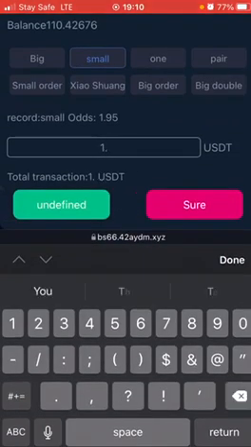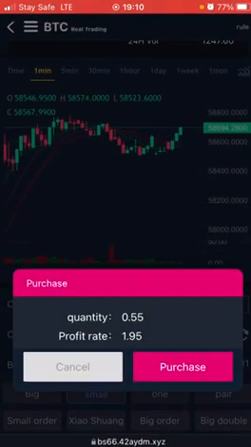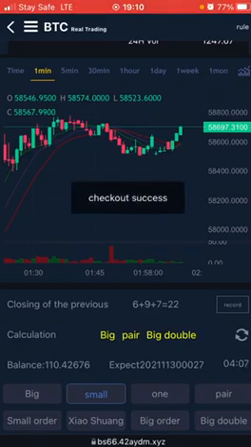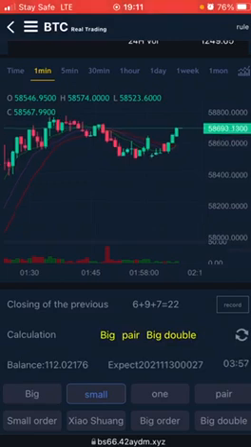So I'll clear this on my please enter amount, and I put 0.55. Okay, then I'll click sure and then purchase. Check out success. So that's it, guys. You see, my balance has gone back to 112 because we won on the other session. Okay. So guys, this is it. So that's how it is. We'll keep doing that until the end of the trade.